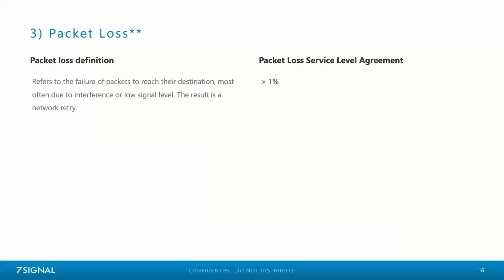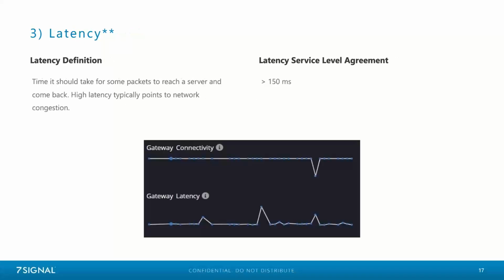Packet loss, you'll notice the double asterisk up there at the top. This is CWDP 303 best practices. So again, you'll notice that it's due to interference or low signal level. The service level agreement, again, is less than 1% for Wi-Fi. Latency, again, 303 best practices guide. This is the CWDP, the design professional. High latency points to network congestion. The latency service level agreement is 150 milliseconds. There's that magic number for latency.